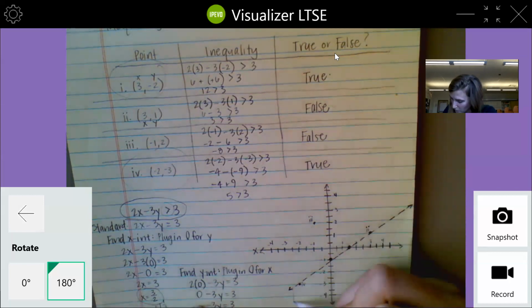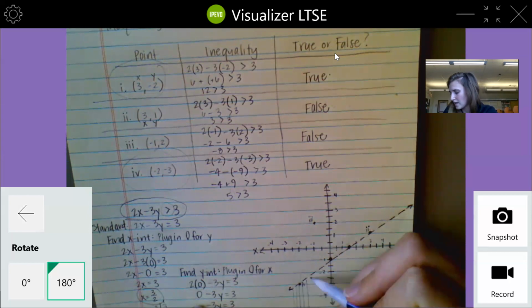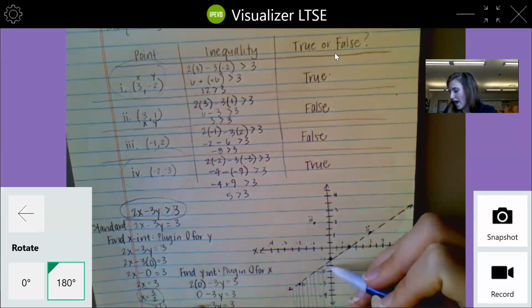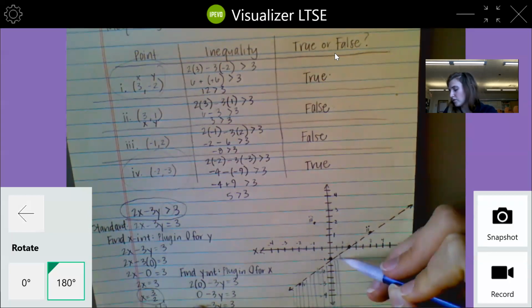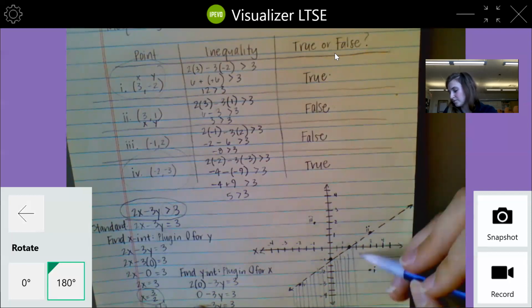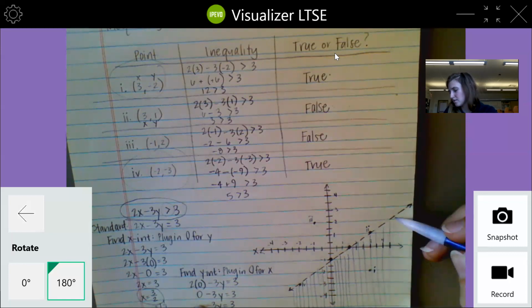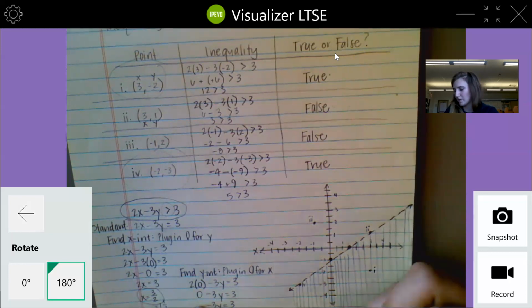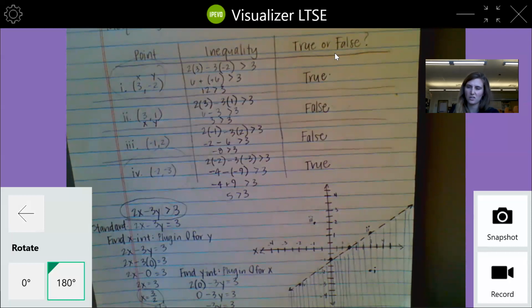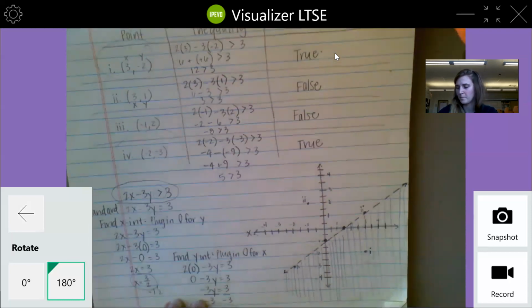So what I'm going to do is shade in that half of the coordinate plane. And this is usually how I shade things in, is I just make lines like that rather than having to color the whole thing. Okay.